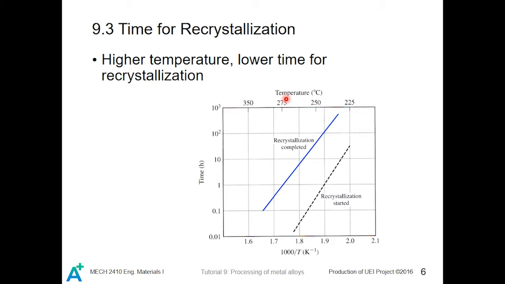Time for recrystallization. Basically, the higher the temperature, the lower the required recrystallization time. At a much higher elevated temperature, the diffusion rate is much faster, where the diffusion of atoms is required for the recrystallization, and also for the annihilation and reduction of the dislocations, which I have mentioned a few slides before. You can see the graph of the relation between the temperature and the time required for the start and completion of the recrystallization process.